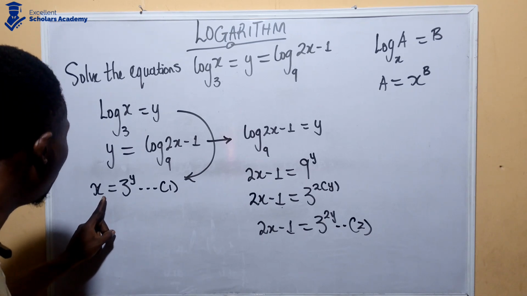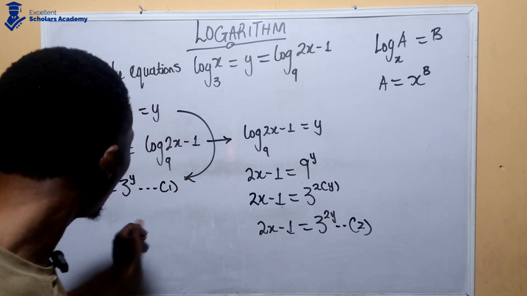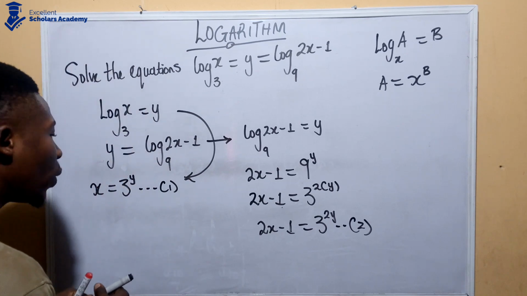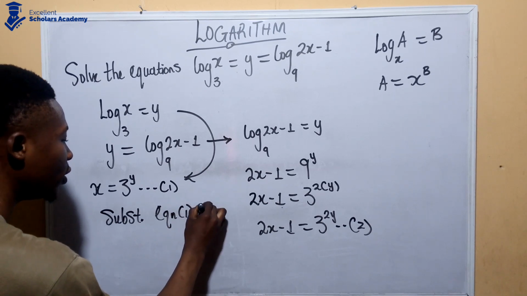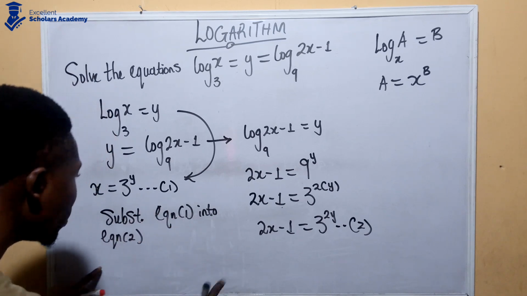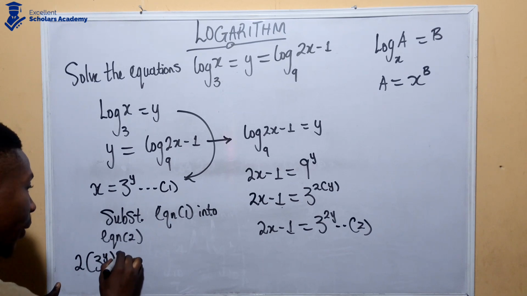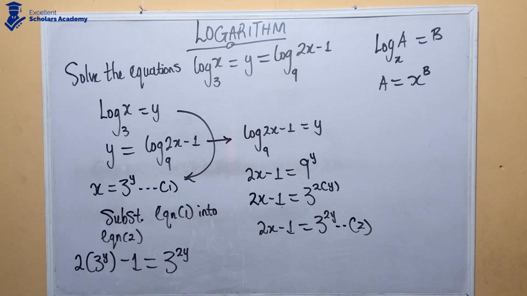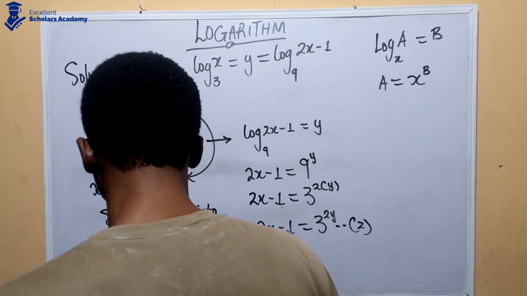Now, looking at this from here, you already have x is equal to 3 to the power of y, and you have 2x minus 1 is equal to 3 to the power of 2y here. Why not just substitute? Let's substitute equation 1 into equation 2. So anywhere we see x, we put 3 to the power of y. So it becomes 2 into bracket 3 to the power of y minus 1 is equal to 3 to the power of 2y. This is leading us somewhere.